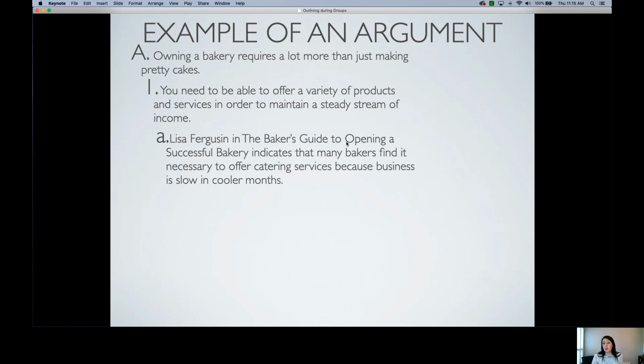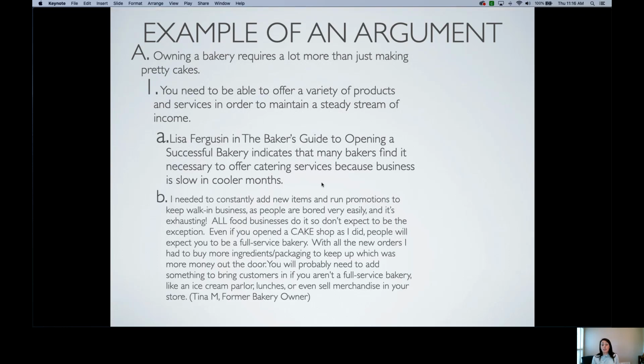Lisa Ferguson in the Baker's Guide to Opening a Successful Bakery indicates that many bakers find it necessary to offer catering services because business is slow in cooler months. So that's a piece of evidence from one of my sources that supports my claim that you have to do more than just make pretty cakes. This says you have to perhaps own a catering business or start catering as well. But, you know, is that enough to be convincing? I'm not sure. I'm going to add another piece of evidence.